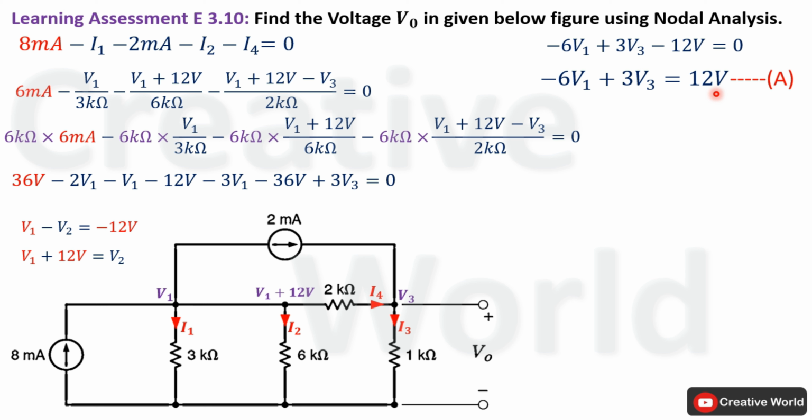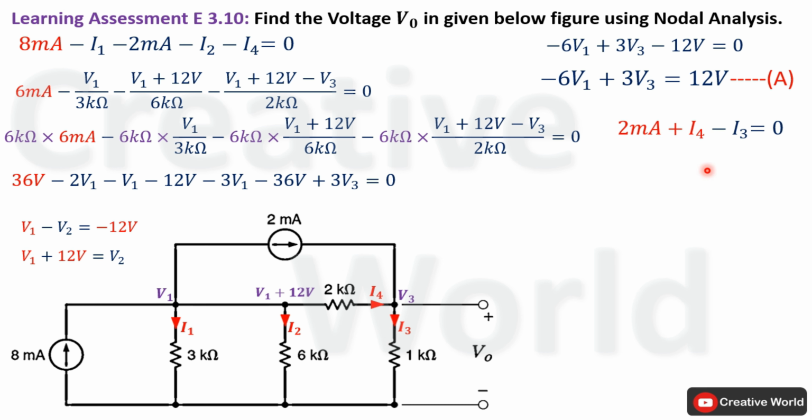And this equation will be labeled as equation A. It is the first node voltage equation of this network. Now we will apply Kirchhoff's current law on this node. At this node, two currents are entering, 2 mA and I4, while only one current is leaving, that is I3, and the leaving current is taken with negative sign.